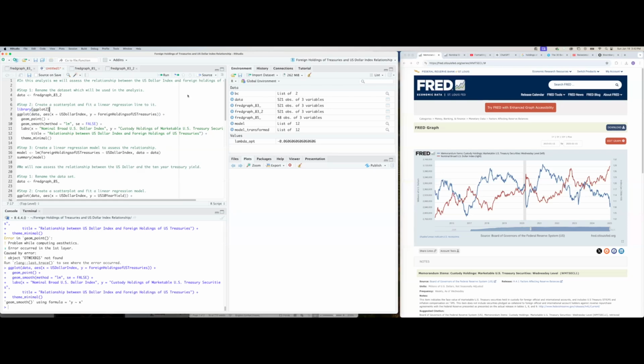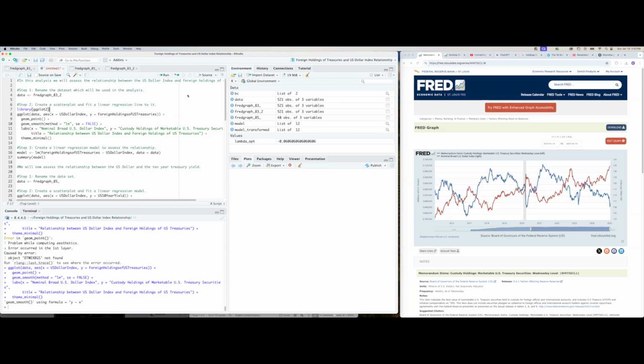In today's macro analysis, we will analyze the relationship between foreign holdings of US Treasuries and the US dollar index. What is my theory behind this relationship? I believe that there should be a negative correlation between foreign holdings of US Treasuries and the US dollar index.